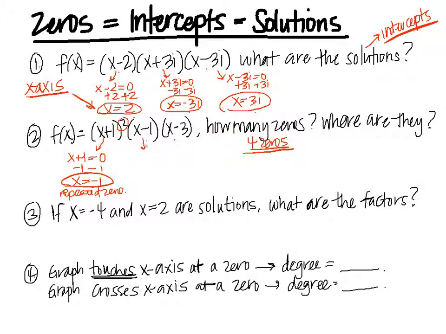The second factor, x minus 1 equals 0. When we add 1 to both sides, x equals 1, so we have another 0 of 1. And last but not least, x minus 3 equals 0, so when I add 3 to both sides, I get that x equals 3. Now let's just talk in terms of the graph for a moment.